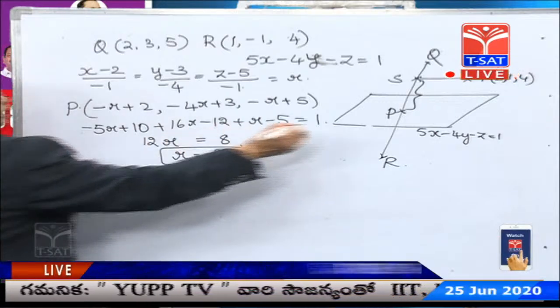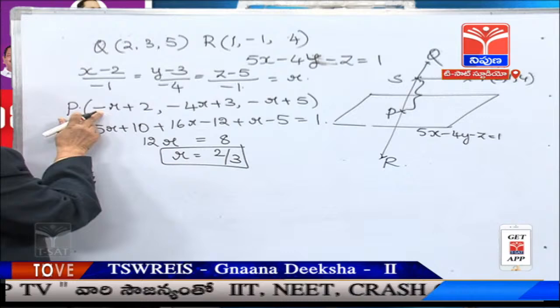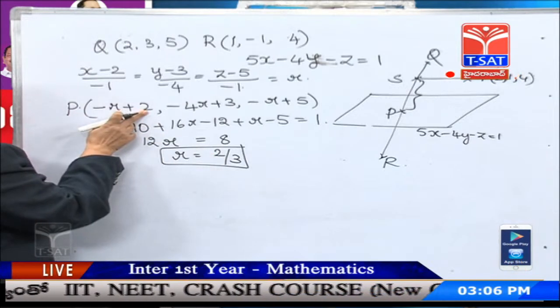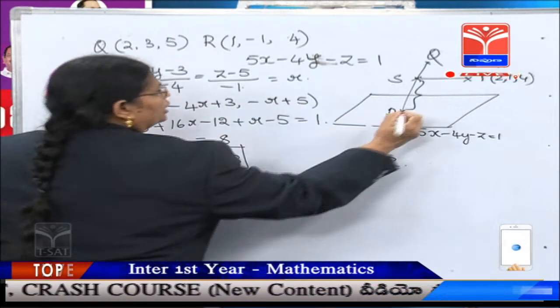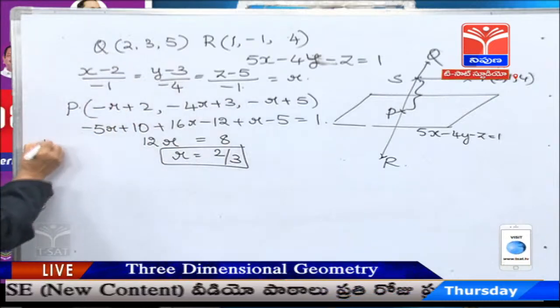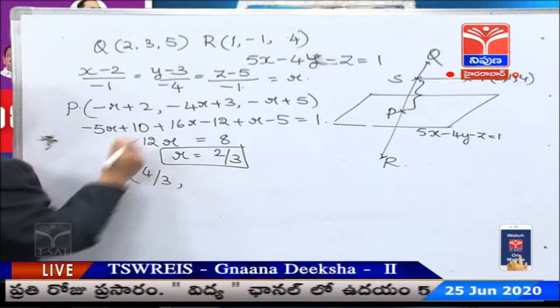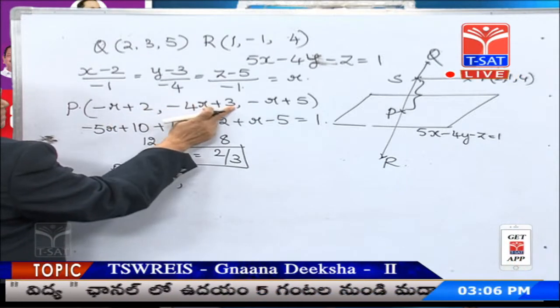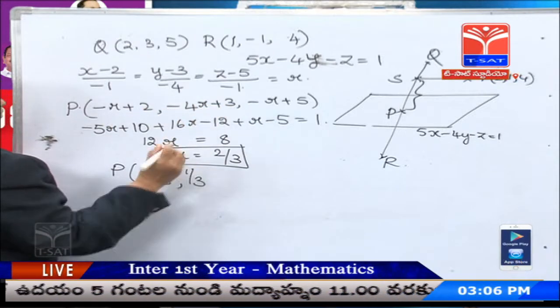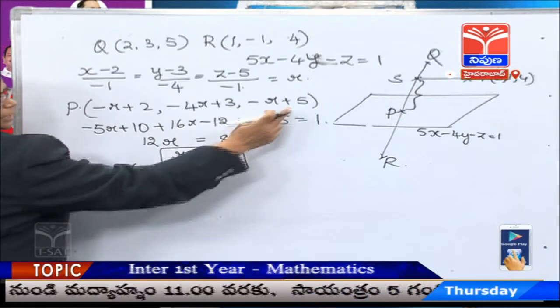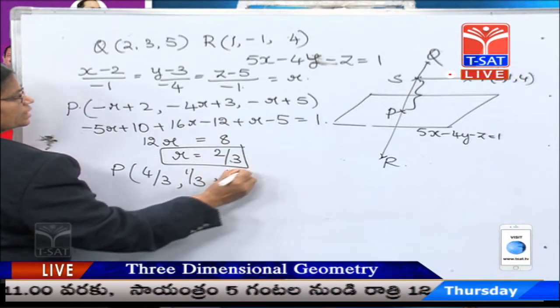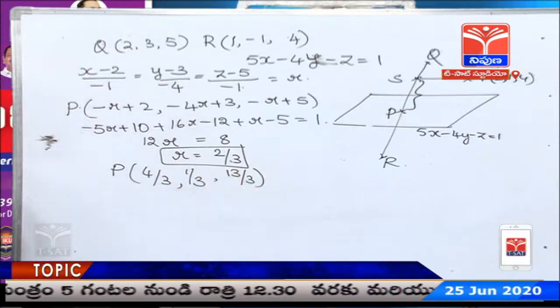Now, substituting r equal to 2 by 3, P will be (4 by 3, 1 by 3, 13 by 3). This is the point P.